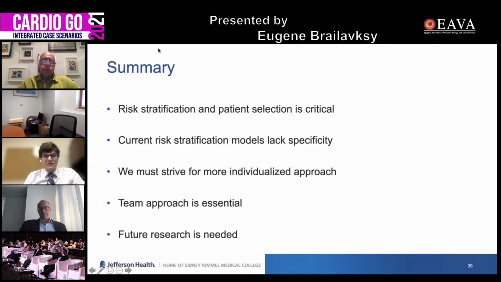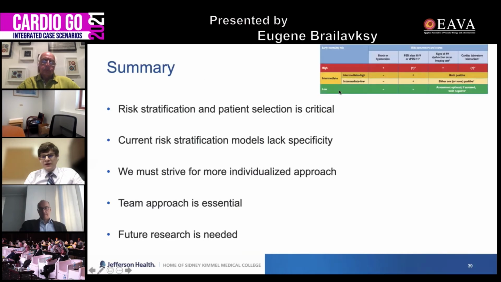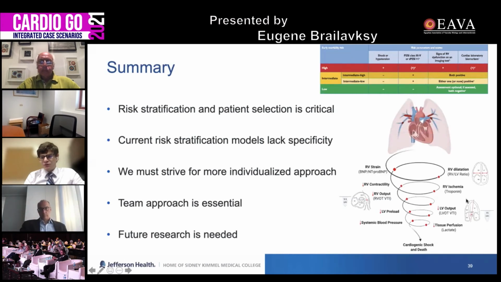So to summarize, the risk stratification of patient selection is critical. The typical classification that we use is probably not enough. So we need more risk factors that are more geared towards each patient and more individualized for each patient. And a team approach is really essential. That's where the PERT team comes in, the pulmonary embolism response team.